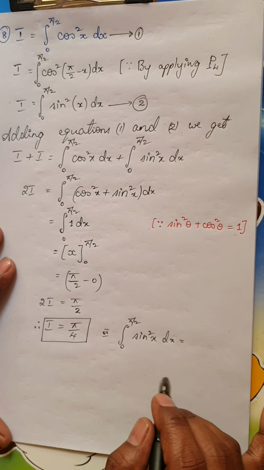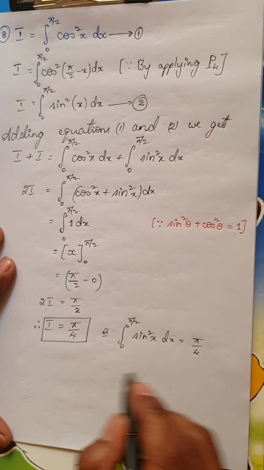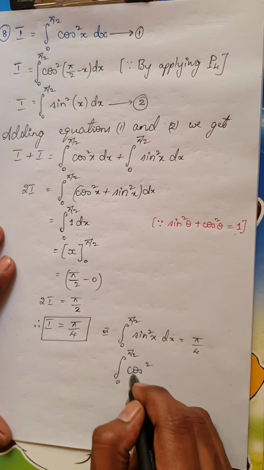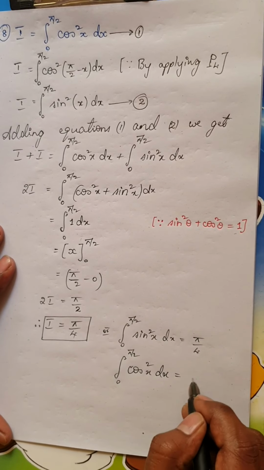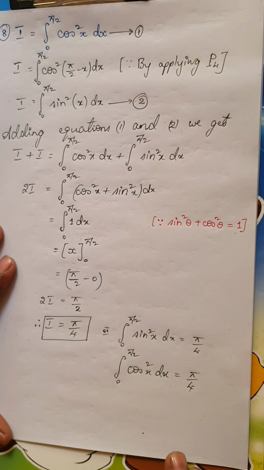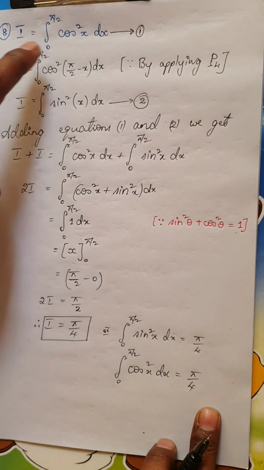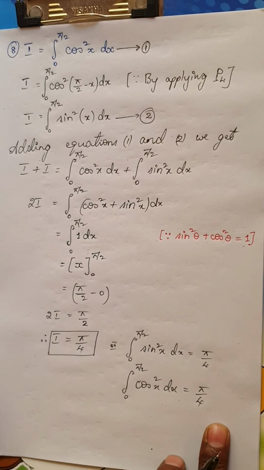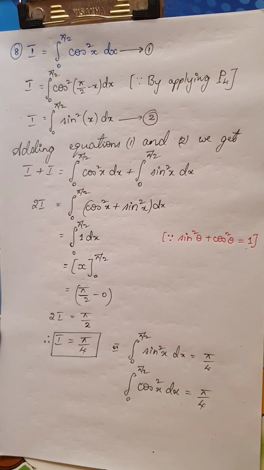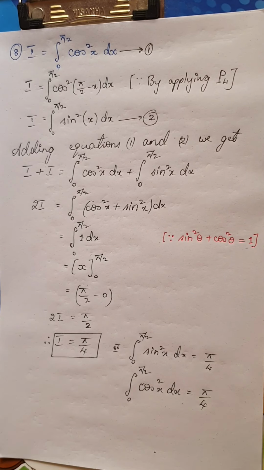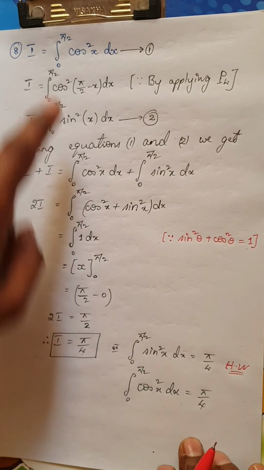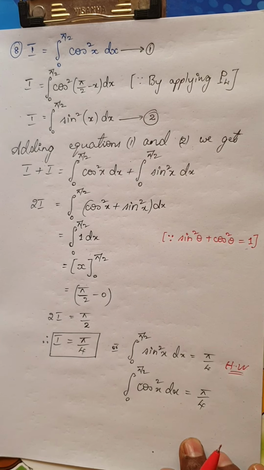Integral 0 to pi by 2 of sin square x dx would also be equal to pi by 4, and the integral from 0 to pi by 2 of cos square x dx is also equal to pi by 4. You can prove the same starting with sin square x, and you would still get the same answer, pi by 4. You can take this as homework and try it, applying the property and following the same steps. Okay, right?